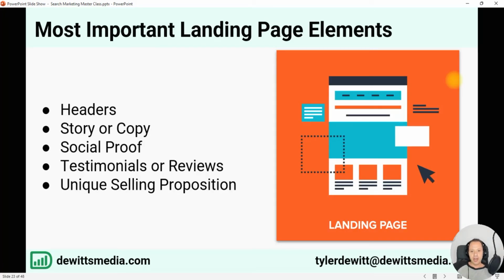Most important landing page elements. So we got the header, story or copy, social proof, testimonials, reviews, unique selling proposition, which is USP. So you want to make sure that your header is catchy. And this is mainly more focused on forms or people that are interested in generating leads or phone calls. But it can, actually this is important for people selling products too, like on a single product page. You want to make sure that you have a catchy header, something that will pull them in and get them to read your copy. Story or copy, however you got the page set up.